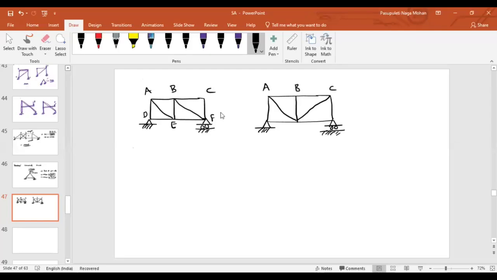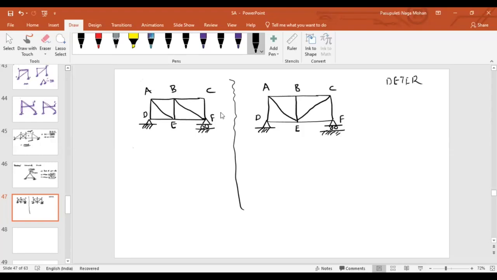By looking at the truss, we can identify, isn't it? Determinate, sir. Determinate support reactions, and even if you remove any one member, it's not forming a triangular shape. So that's why these are the determinate case.